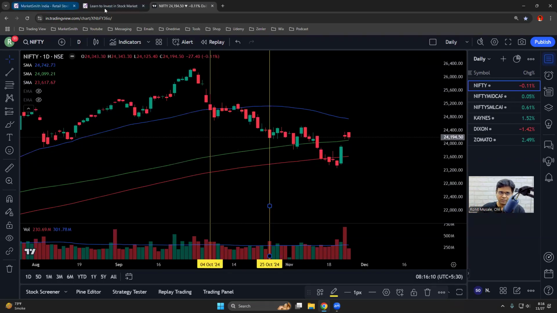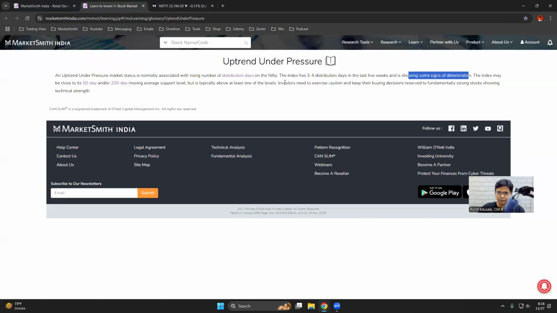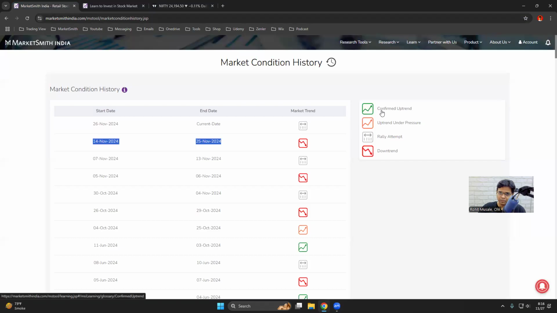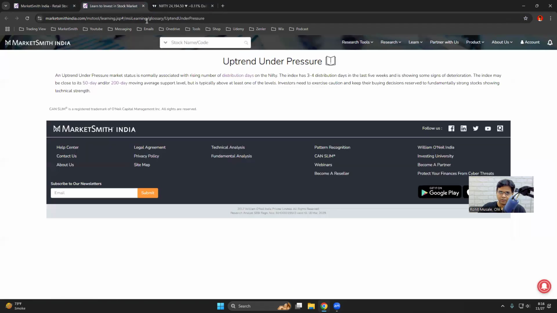So this information is extremely important. Investors need to exercise caution, which means you can buy, but you have to be cautiously optimistic, which means you have to micromanage your trades and keep your buying decisions reserved to fundamentally strong stocks showing technical strength. Now, this statement they did not make when the market was in a confirmed uptrend. Why are they making that statement here? Because the uptrend is under pressure.